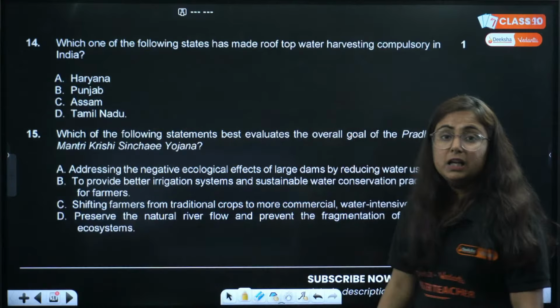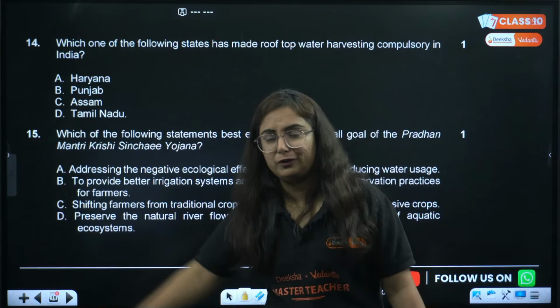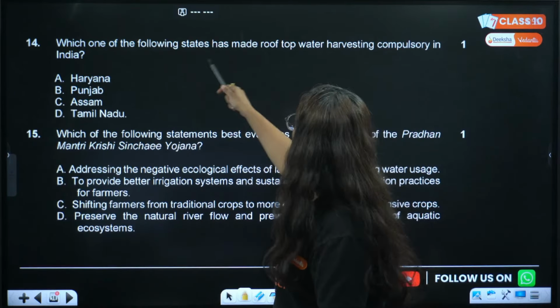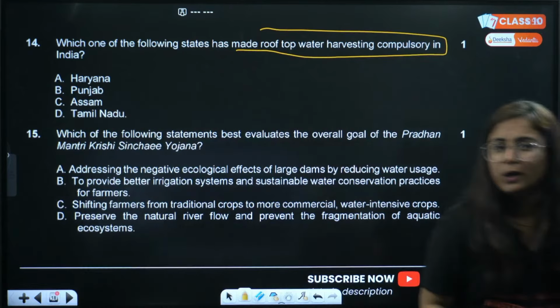12, 13 done. Moving to 14. First give me the answer to 14, then we will move to the 15th one. Which of the following states have made rooftop water harvesting compulsory in India? Easiest question in the sample paper, straight from NCERT. What do you think? Option A, Haryana, B, Punjab, C, Assam, and D, Tamil Nadu. I'm pretty sure no one is going to do this wrong.